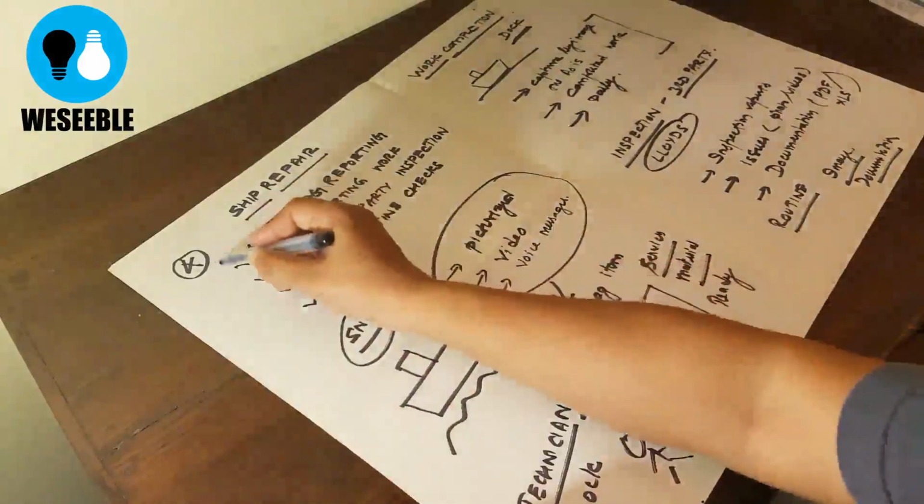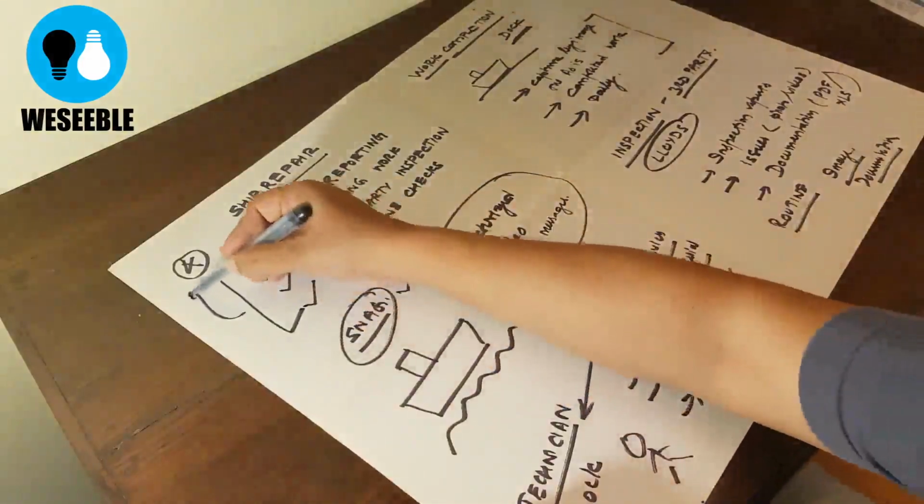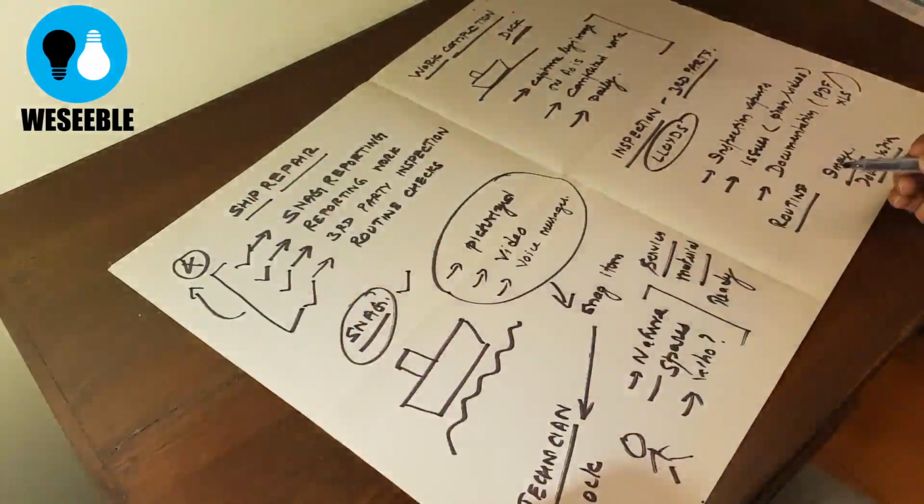So these are the 4 scenarios where the Weseeble application is extensively used in the ship repair industry. There are a lot of other places where the application finds great usage, but from our experience, these are the 4 areas where Weseeble is extensively used today in the ship repair and vessel repair industry.